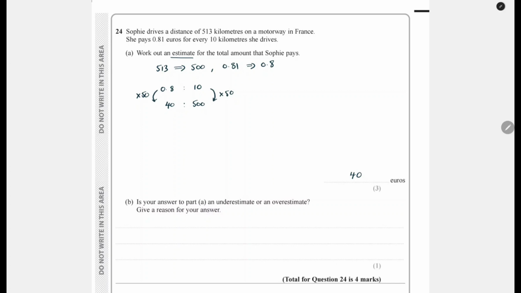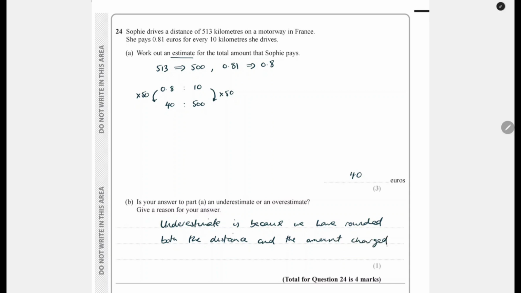Question B says, is your answer to part A an underestimate or an overestimate? Give a reason for your answer. Well, it's going to be an underestimate. And the reason for this is because we have rounded both the distance and the amount charged down.